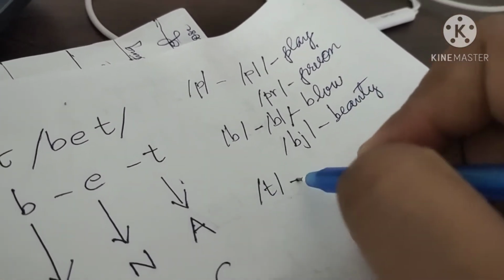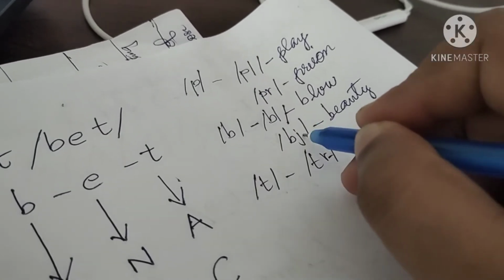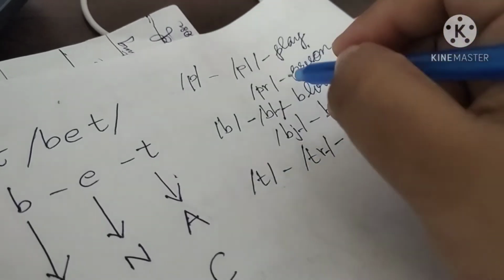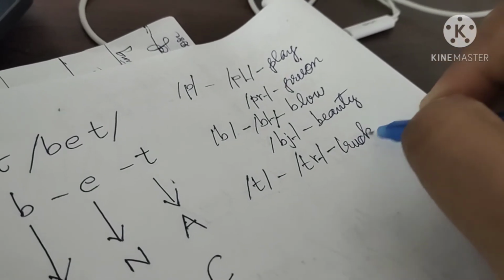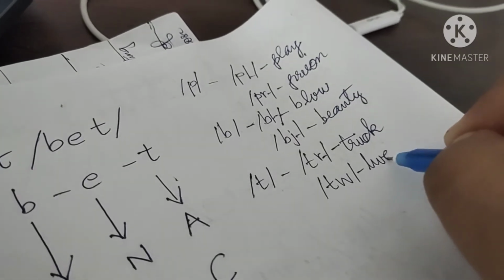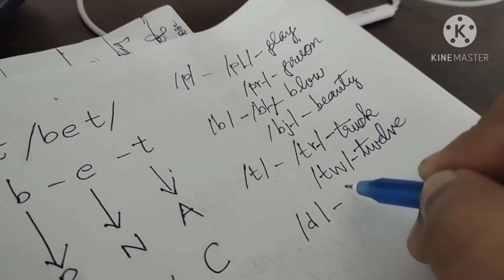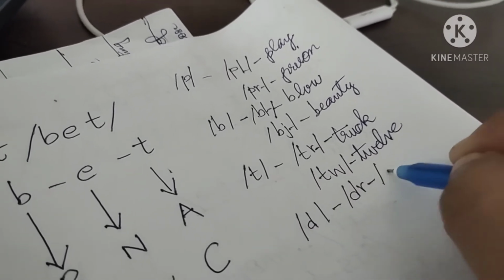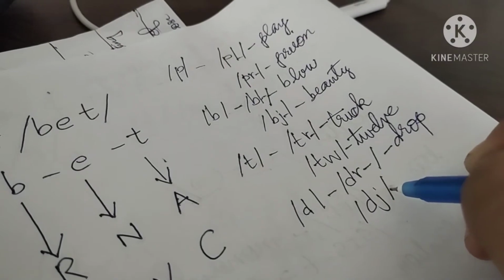Ch as the first element, we have tr as in truck. You have to put a hyphen, okay, because this is the first element, you have to put a hyphen. Tw as in twelve. D as the first element, you have got dr as in drop, dj as in dew.